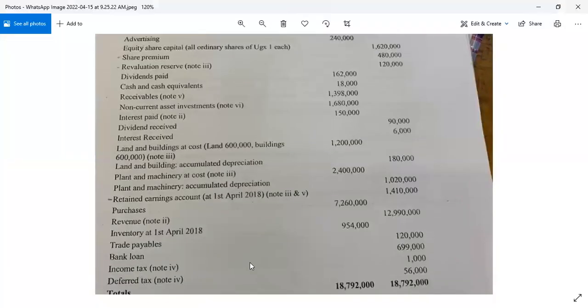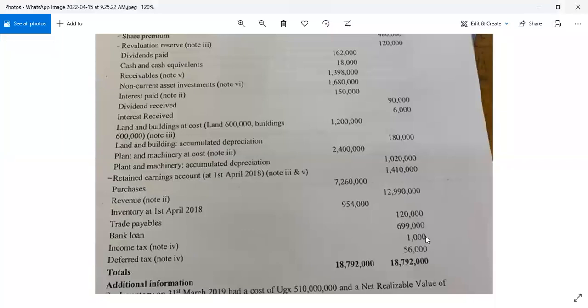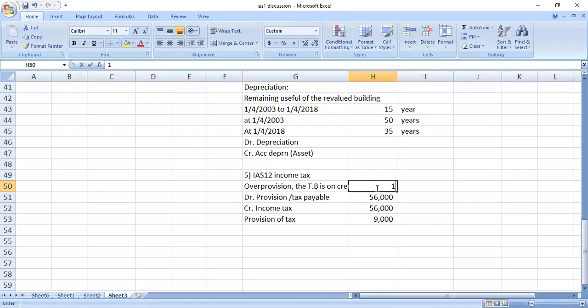Income tax. Okay, it's 1,000. Then deferred is 56. Thanks, Ron, for the correction. So income tax is 1,000. So what are the entries?